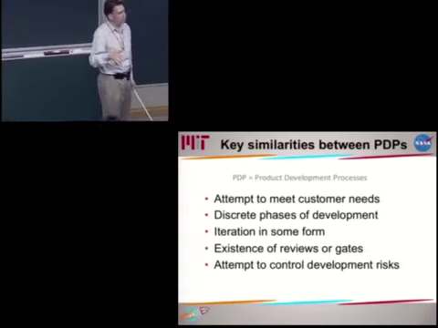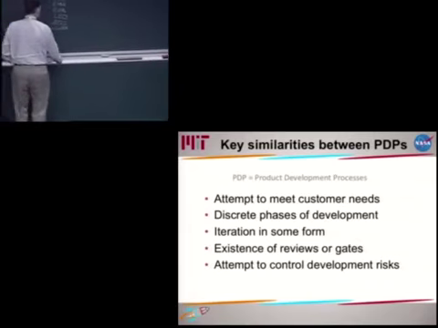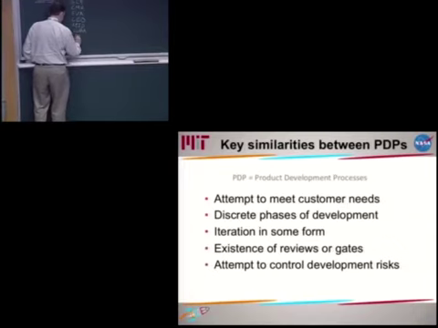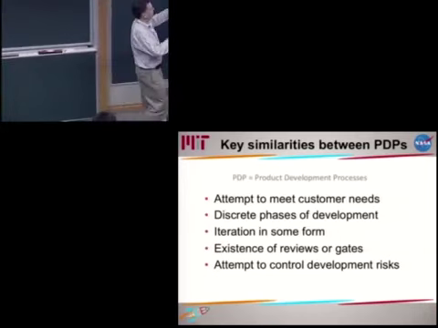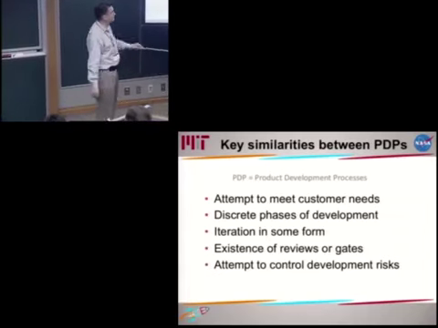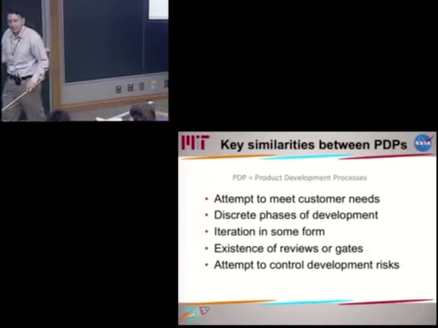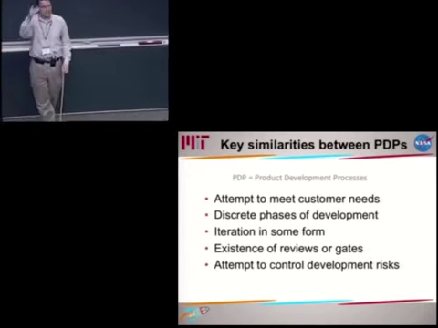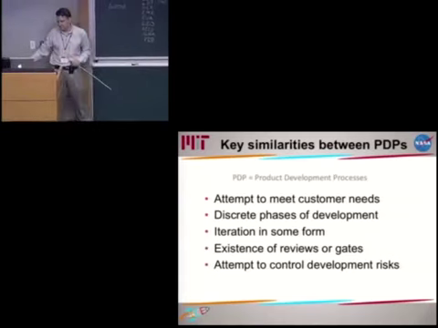So the examples I showed you, no matter what your PDP, product development process, is, you're always going to have these features. You're going to try to meet your customer needs. You're going to have some discrete phases of development. There will be iterations, even if you don't want to. You'll have them. You'll have reviews or gates that you have to go through, and then an attempt to control the risks, the development risk. So, for example, segmenting the requirements by things that are absolutely essential versus things that are nice to have is one way to do that.